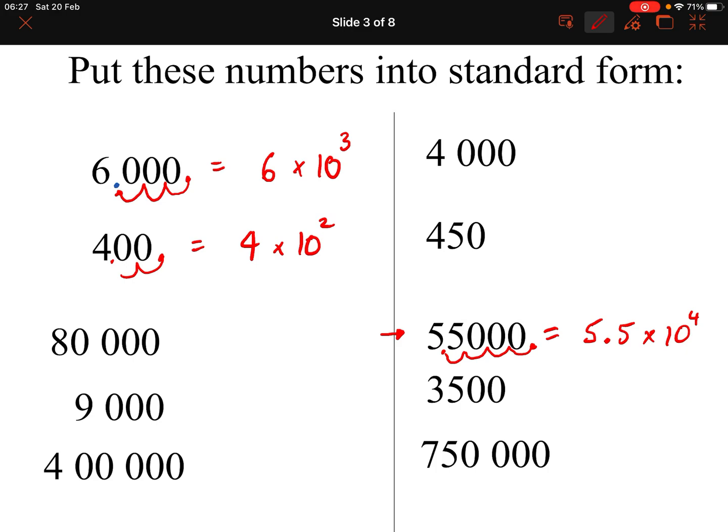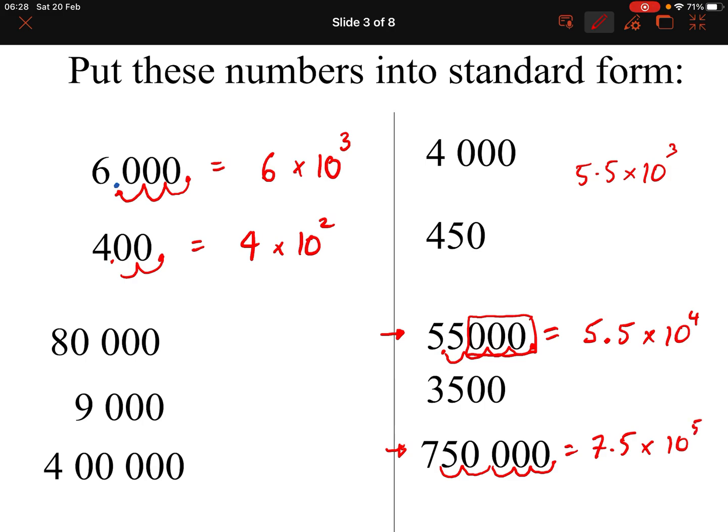Lots of you, when we were learning this, kept making mistakes. You kept saying that this was 5.5 times 10 to the power of 3 because you saw 3 zeros. That is not what you do. It's all about moving the decimal place the right number of places. Let's do one more. 750,000. Sorry about that. 750,000. So it's going to be 7.5 times 10 to the power of 1, 2, 3, 4, 5. Okay?